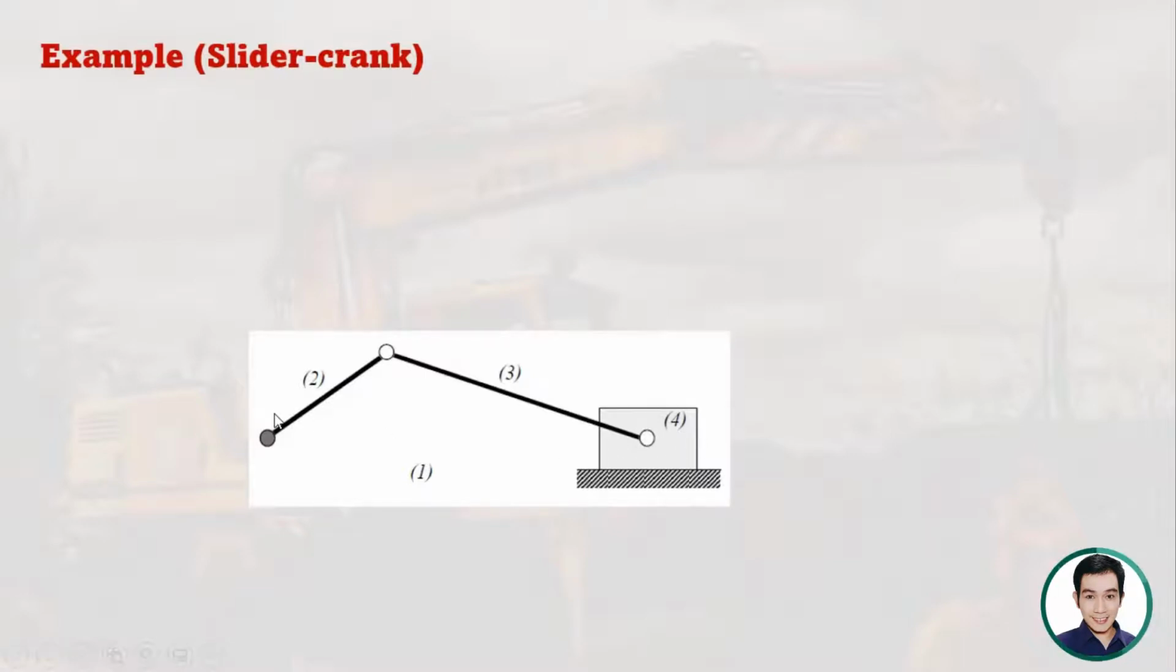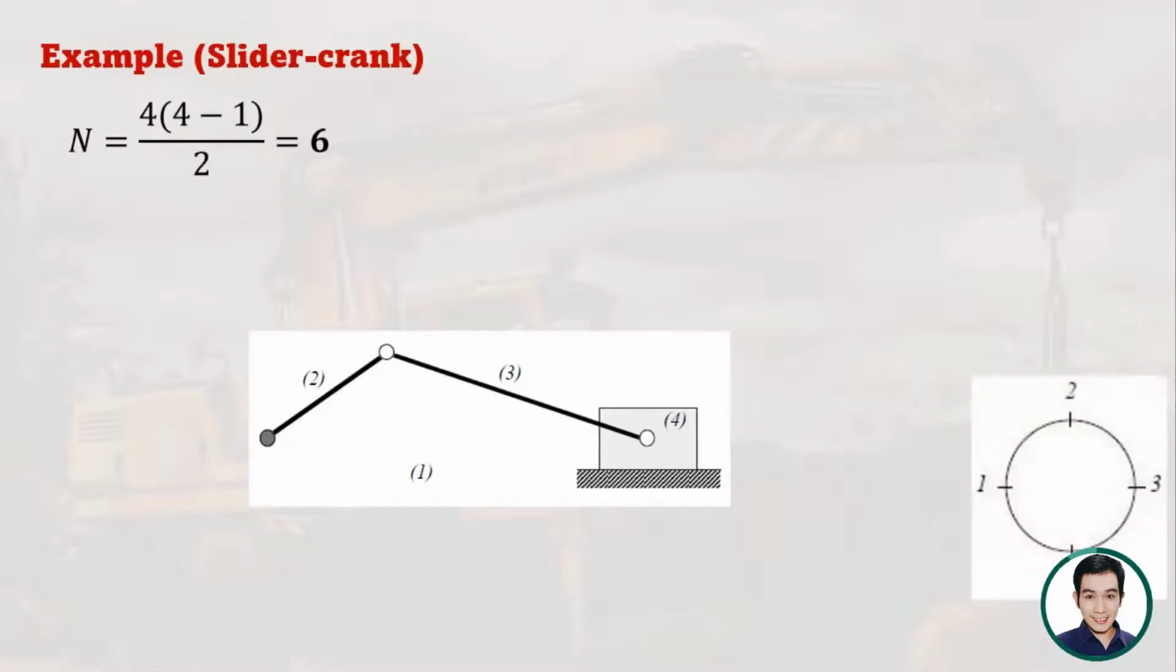So this is the slider crank mechanism. First, we're going to compute the number of instant centers by counting first the number of links. So the ground is 1, and then we have this link here 2, another link here 3, and the connection between the slider here and the slider is considered also another link. So that's why we have 4. So the number of instant centers that we are to locate is 6.